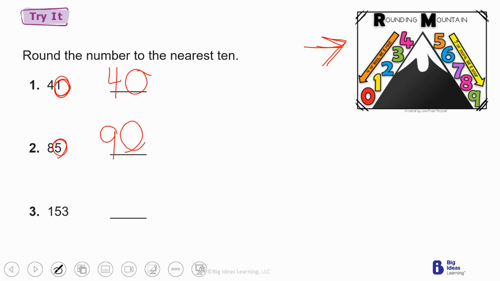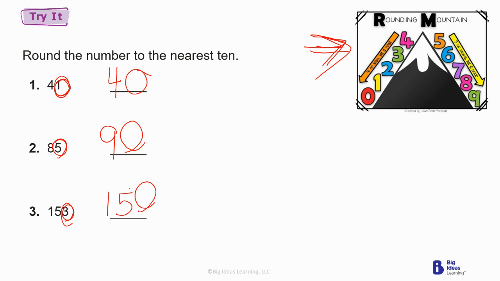All right, let's look at the next number, 153. Again, I'm going to look at the 3. Am I changing the 5 or leaving it alone? If I look over here, 3 is on here and that says let it rest. So my 5, my 1 and my 5 are going to stay the same and my 3 becomes a 0. So round to the nearest 10, 153 is 150.